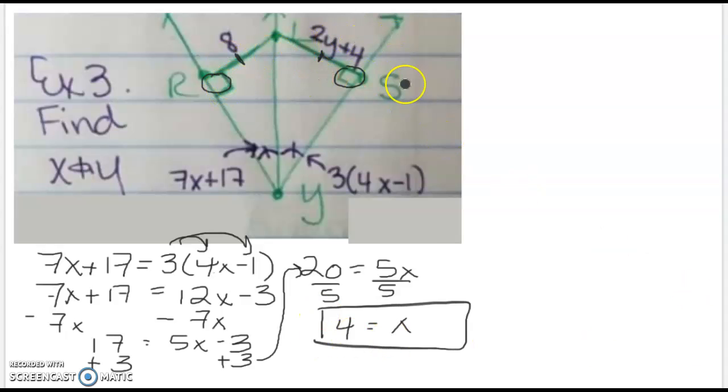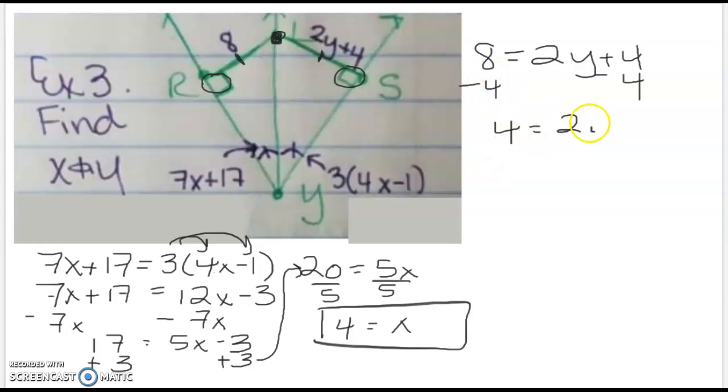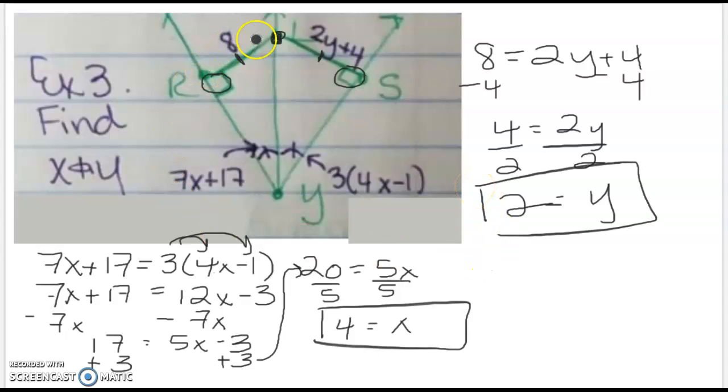Okay, if I want to go to my y's, I'm going to be using this angle bisector theorem that says if I have a point on the angle bisector, then it's going to be equidistant to the sides of the angle. Equidistant means they're equal. So I know 8 is going to equal 2y plus 4. And then I can solve for y. I'm going to subtract 4 from both sides. I get 4 is equal to 2y, and then I divide by 2. And my y is equal to 2. Okay, so the important thing here is if you have a point on the angle bisector, then it's going to be equidistant from that point to the sides.